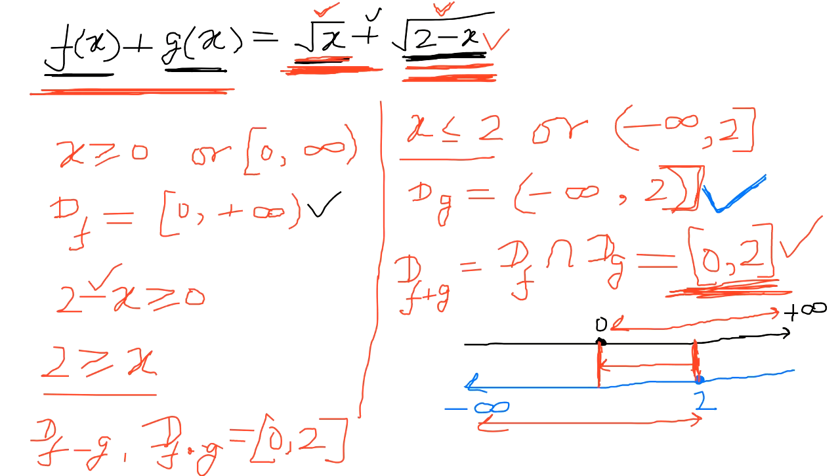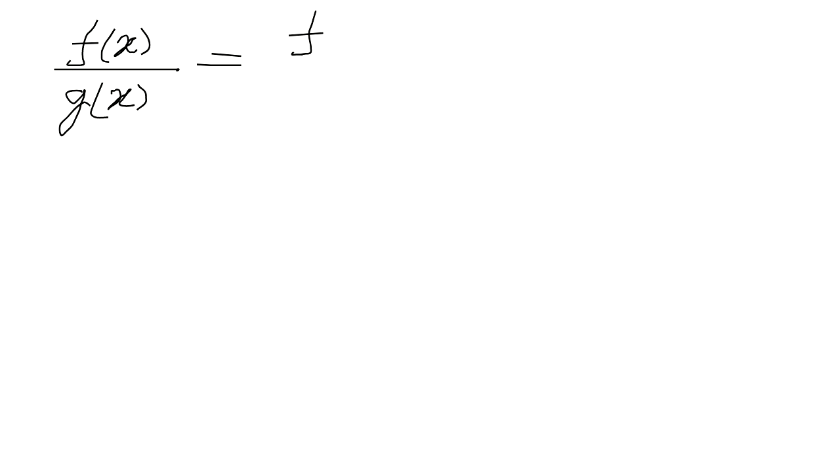So we have a different domain for F over G. See, what is the change? Let me explain the domain of F over G. You know this formula: Fx over Gx. Here Fx is the square root of x, and here Gx is the square root of 2 minus x.